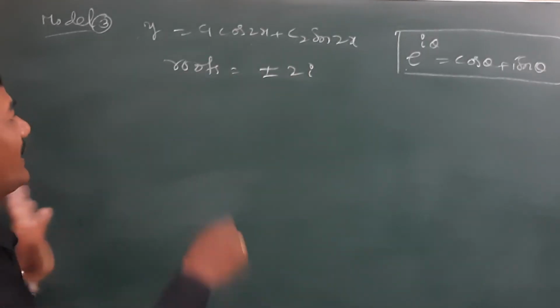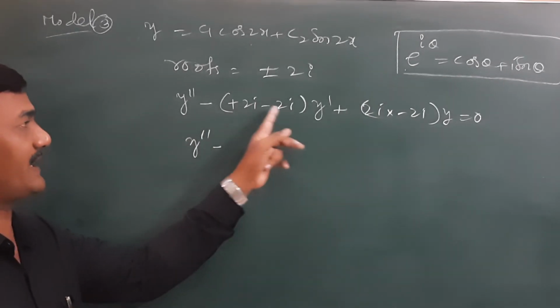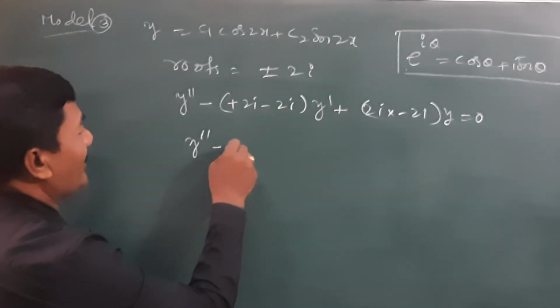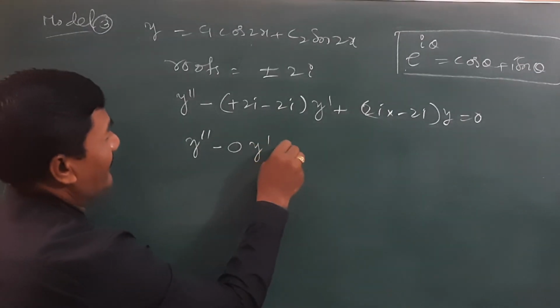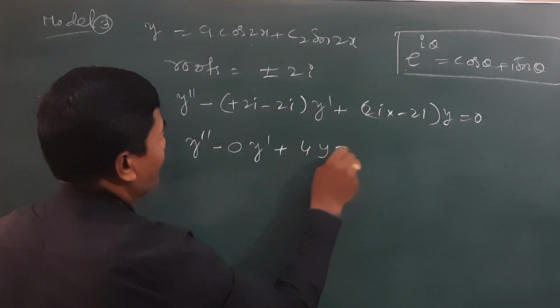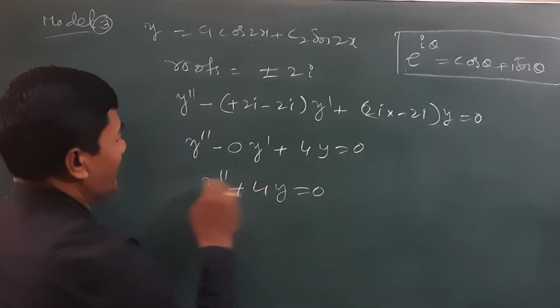Again these are alpha and beta. Therefore, y double dash minus sum of roots, plus 2i minus 2i, into y dash plus product of roots, 2i into minus 2i, of y is equal to 0. This implies y double dash minus 0 y dash plus, i square is minus 1, so plus 4y is equal to 0. The final answer is y double dash plus 4y is equal to 0.